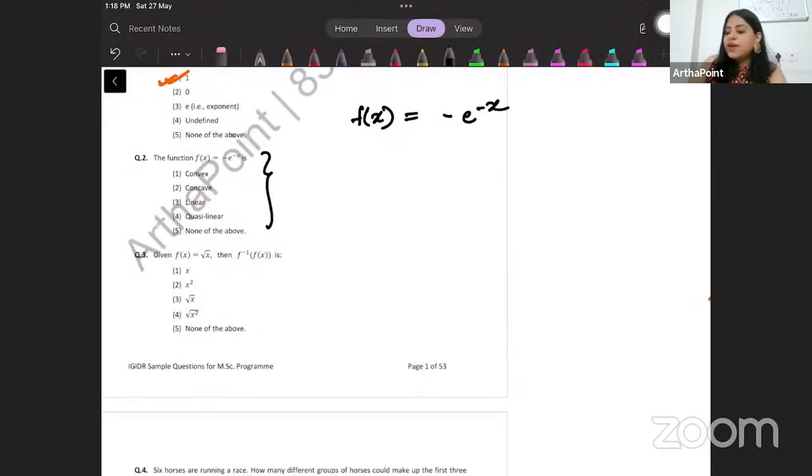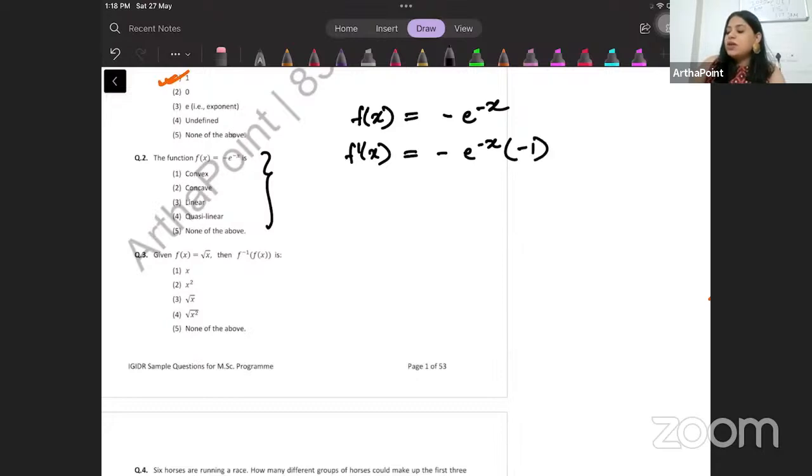So if I differentiate this function, I am going to get, look beta, e to the power anything is that itself. So minus e^-x will remain as it is. And I have to use the chain rule. So if I use the chain rule, differentiation of minus x will be minus 1.